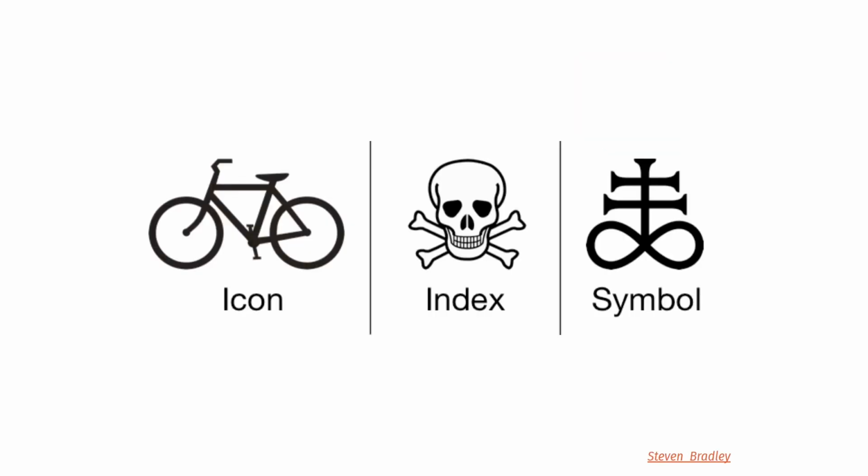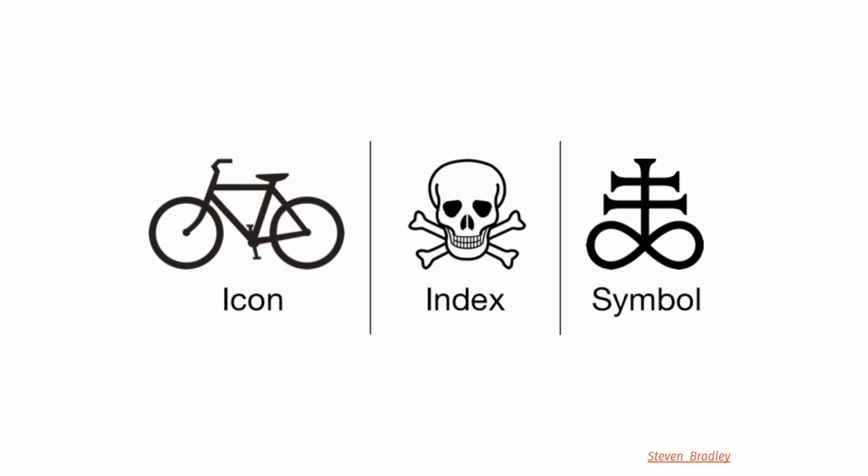We have icons, which look like the thing that they are meant to signify. We have indexes, which are associated with or cannot exist without the thing that they are signifying. And we have symbols, where the signifier has to be learned to be associated with the signified object. So in the example of the bicycle here, the icon of the bike looks like a bicycle, and that is exactly what it's meant to represent.